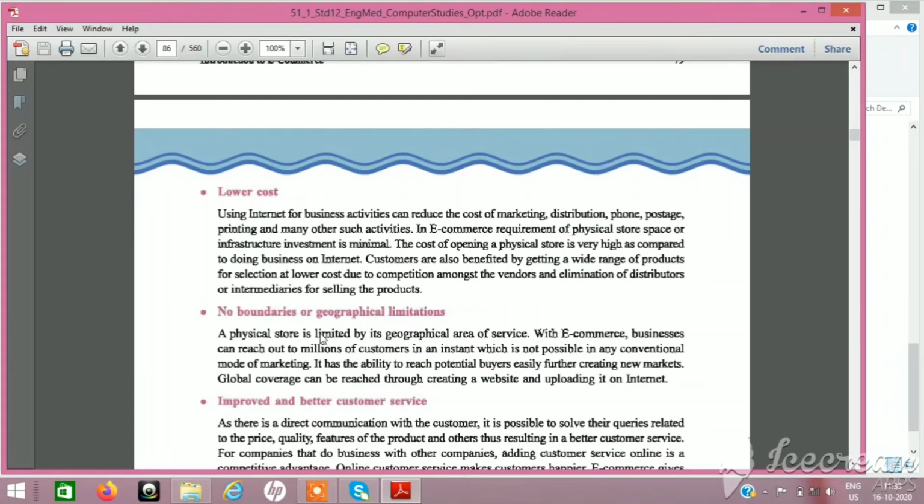Now the next one is no boundaries or geographical limitation. A physical store is limited by the geographical area of its services. No boundaries exist in e-commerce. You can sell your product to any part of the world at any time. With e-commerce, a business can reach out to tens of millions of customers in an instant, which is not possible in any conventional mode of marketing.